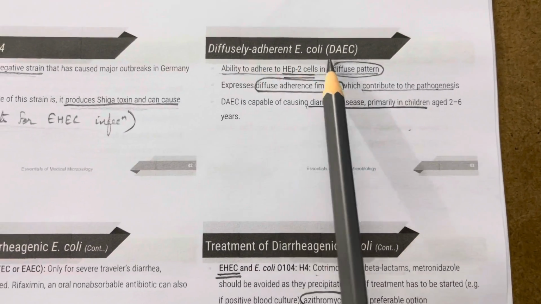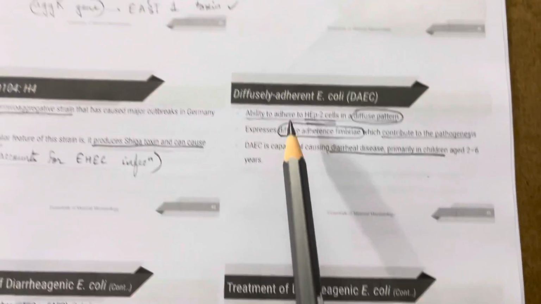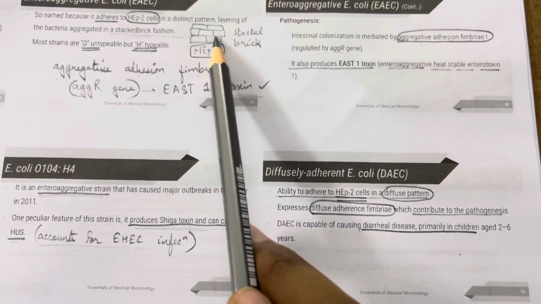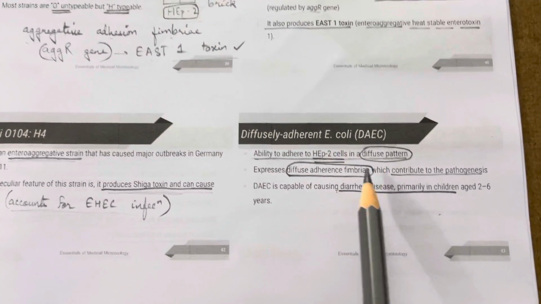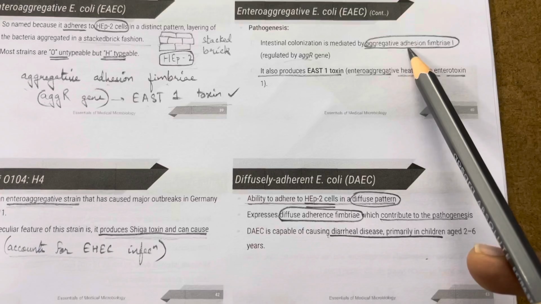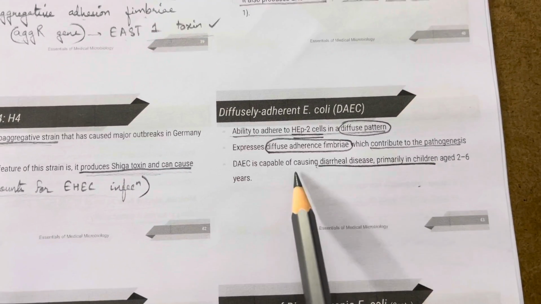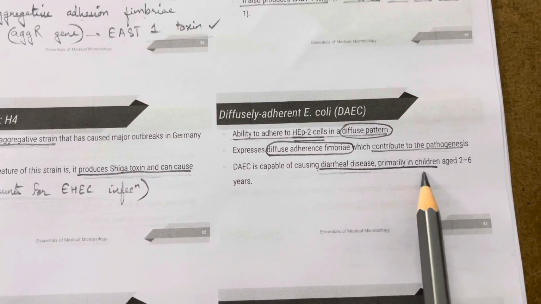Next, diffusely adherent E. coli, DAEC. So it also has an ability to adhere to HEp-2 cells in a diffuse pattern, not a stacked brick pattern, diffuse pattern. So it expresses diffuse adhesion fimbriae, not aggregative adhesion fimbriae, which contribute to the pathogenesis. It is capable of causing diarrheal disease primarily in children aged 2 to 6 years.